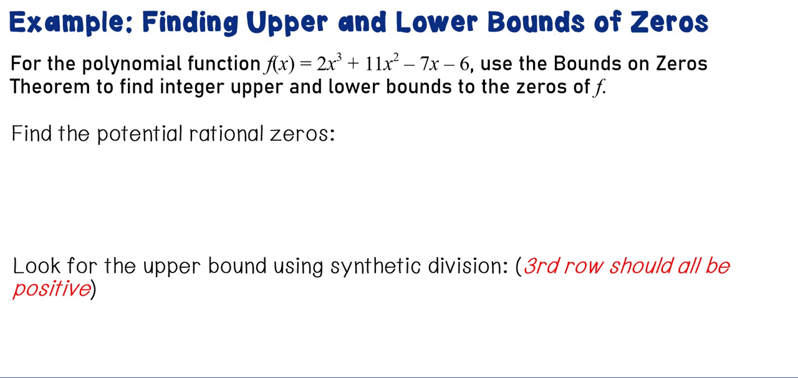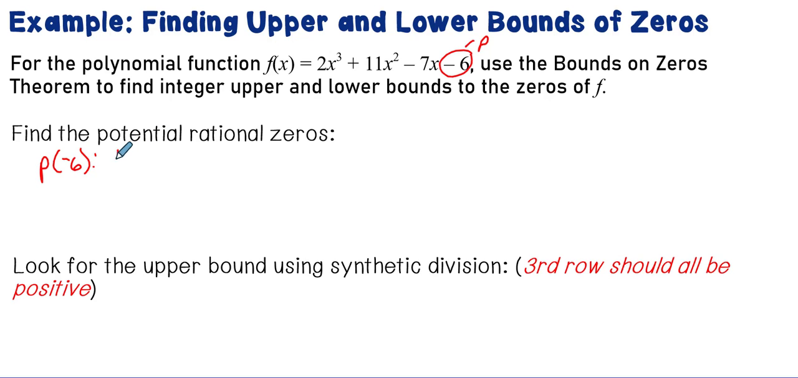So for the polynomial function f of x equals 2x^3 + 11x^2 - 7x - 6, use the bounds on zeros theorem to find integer upper and lower bounds to the zeros of f. First thing we have to do is figure out what our potential rational zeros are. Remember the constant on your polynomial is your p-value. So we want to find our potential p-values of -6 in this case, and those are the factors of p.